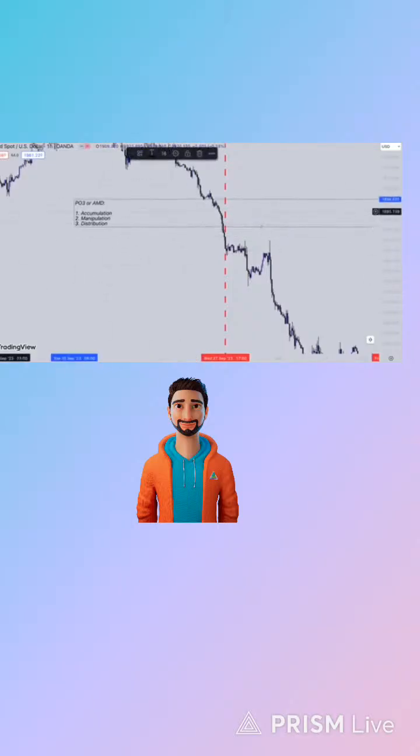Orders will accumulate, so we will have chop in the market where buyers and sellers are starting to add to their positions. Market's a bit undecided, but orders are accumulating, so it may look like chop like this. Manipulation is going to be pretty much a liquidity sweep or a fake out to one side of the market. Distribution is when all of these accumulated orders finally take out stops and start filling their orders.